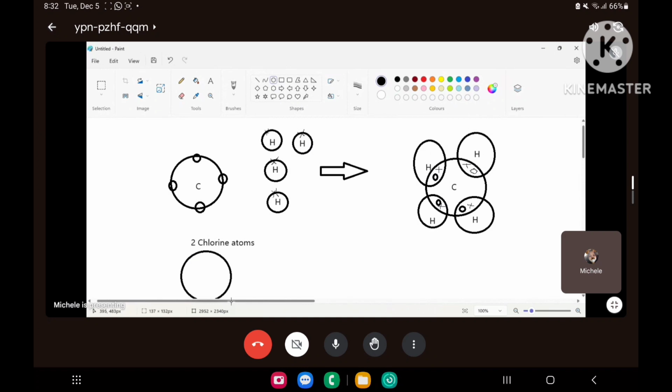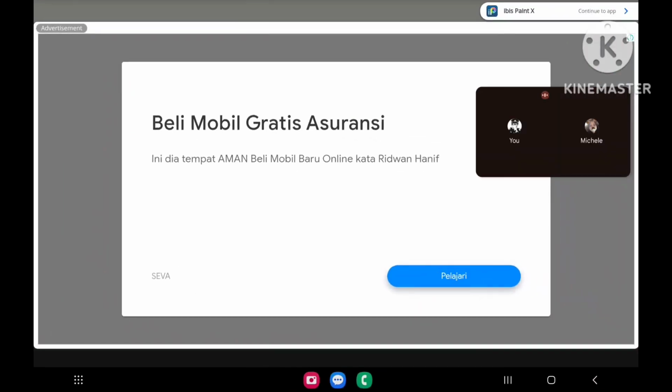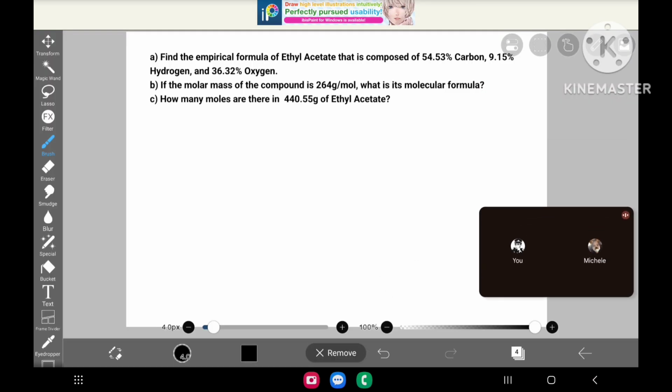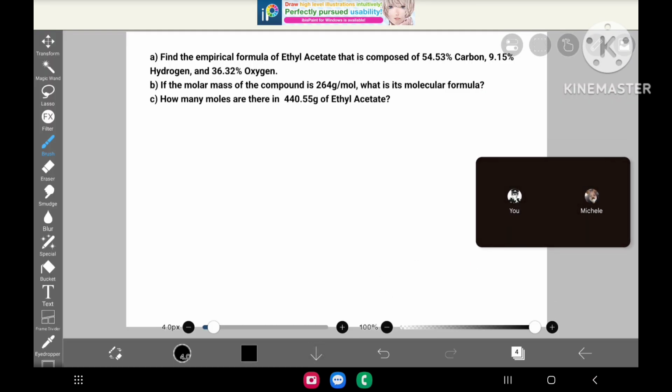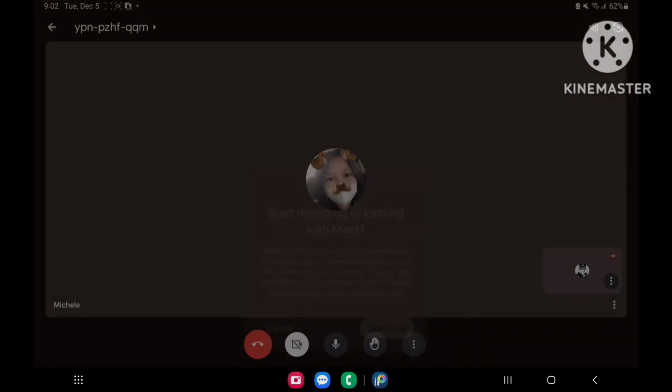Next, letter C. How many moles are there in 440.55 grams of ethyl acetate? You can see my screen, right? No, not right now. Oh, okay, I haven't shared. Now you can, right? Yeah. Okay, so to find the number of moles, wait, never mind.